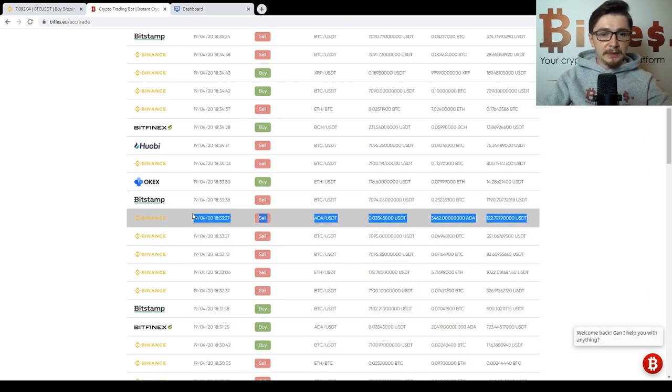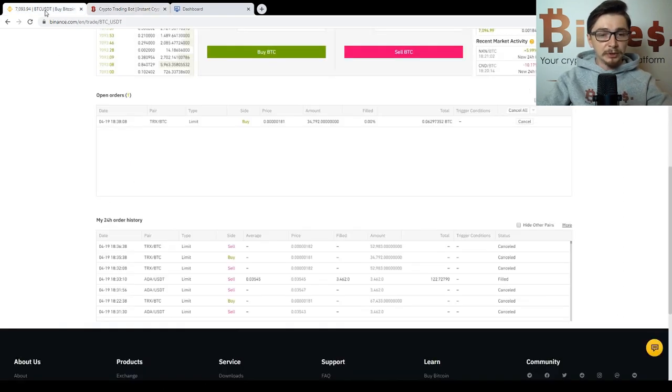Pay attention to all the details. This trade is made at Binance Exchange on April 19 at 18 hours 33 minutes. And it's a sell trade. The pair is the same, ADA to USDT. The price is the same, 0.035. Amount is the same, 3,462. And the total is the same as well, 122. So this is the trade. Do you see it? Great. Now let's go back to Binance to make sure that this is exactly the trade and nothing is wrong. Pay attention to all the details. They are all congruent.